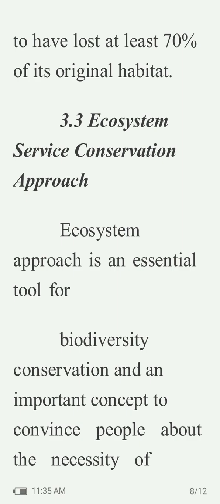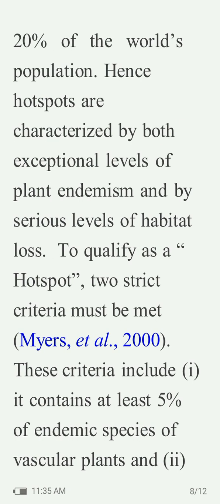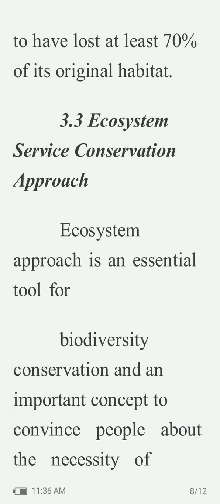So, the ecosystem service conservation approach. Before moving on to that, once again, read what are the criteria for endemism. First, it contains at least 5% of endemic species of vascular plants to qualify as a hotspot, and it has lost at least 70% of its original habitat. Now, what is the ecosystem service conservation approach?